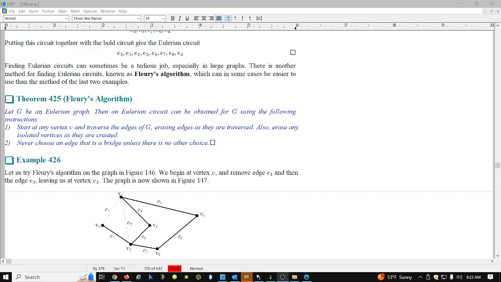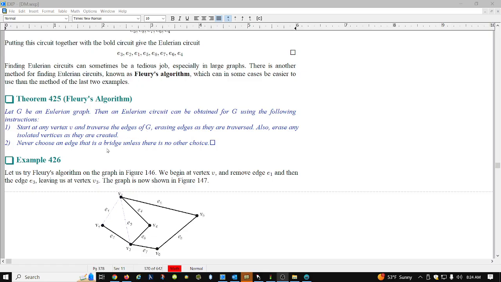It's pretty straightforward. Let G be an Eulerian graph. Then an Eulerian circuit can be obtained for G using the following instructions. 1. Start at any vertex and traverse the edges of G, erasing edges as they are traversed. Or you can just ignore them, but you can't use them again. Also erase any isolated vertices as they are created by removing edges.